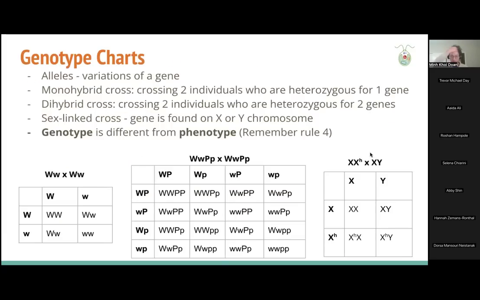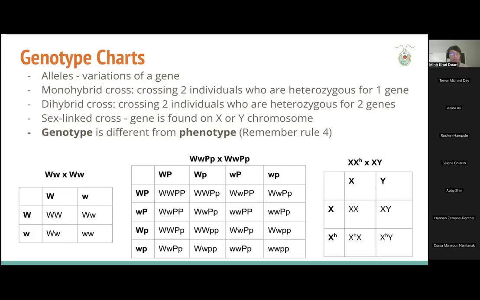So I think the most important skill in this cycle is learning how to do genotype charts. So very quickly, alleles are the different variations of a gene. And then we're going to be covering the 3 types of genotype charts you're likely to cover. The first are monohybrid crosses. So they're covering 2 individuals who are heterozygous for 1 gene. You can see this in the bottom left. These crosses should be 2 by 2. And as you can see, you just assign each row or each column to have 1 letter.